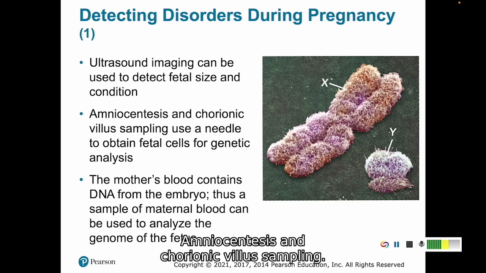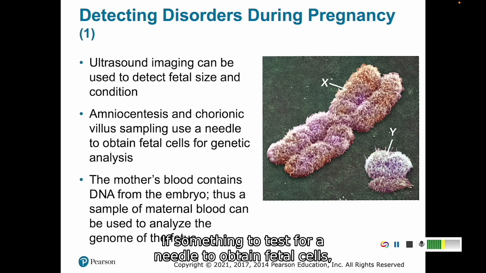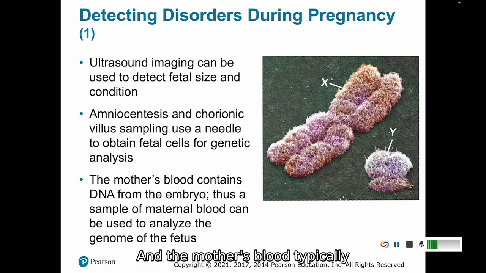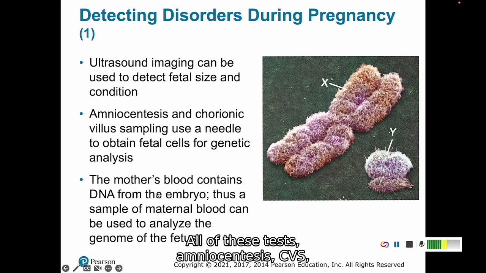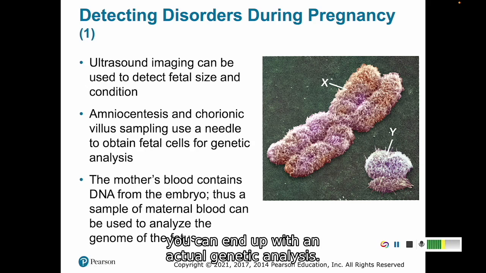Okay. Amniocentesis and chorionic villus sampling. These are a little bit more invasive, and if someone is at risk, these may be a viable option of something to test for. They use a needle to obtain fetal cells, whether it takes it from the fluid or from a sampling of actual tissue. And the mother's blood typically contains DNA from the embryo, so a sample of maternal blood can often be used to analyze the genome of a fetus. All of these tests, amniocentesis, CVS, and sampling the maternal blood, you can end up with an actual genetic analysis.